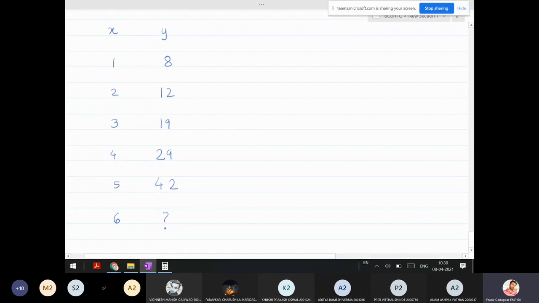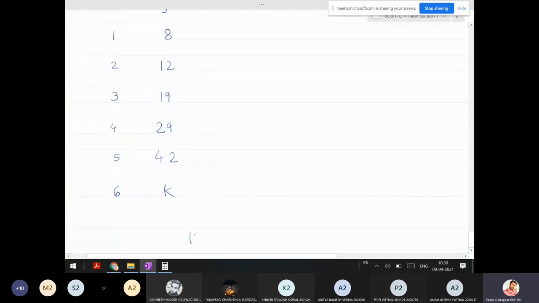Okay, now this missing entry we want to find. So that missing entry, I really don't know what it is. So what I will say is that the missing entry is suppose K. So my final target will be what? What is the value of K?